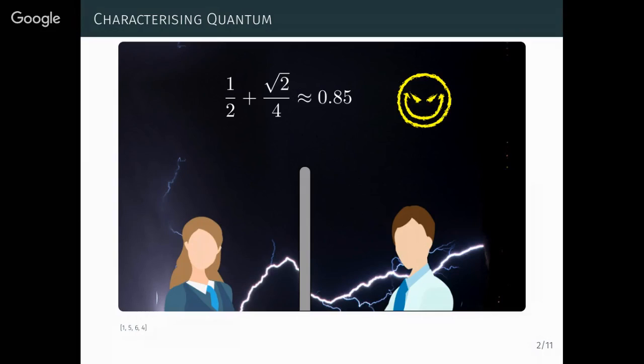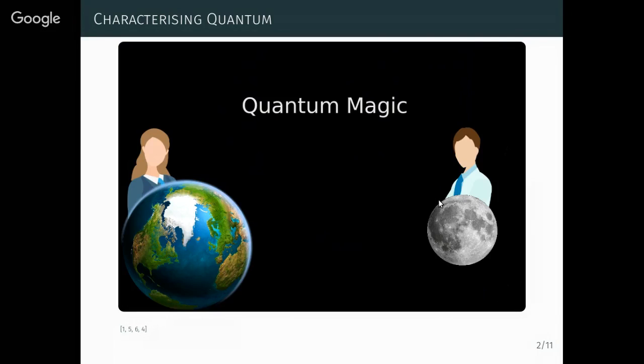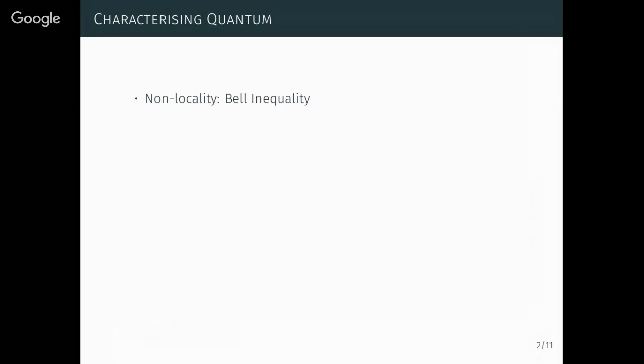All right. So obviously, they're still not talking to each other. They are kept far away, and just like the CHSH case, this effectively shows that there's a quantum magic that even though you're not talking, you can still do better than what you could possibly do without using any quantum resources. And this is of course called non-locality.